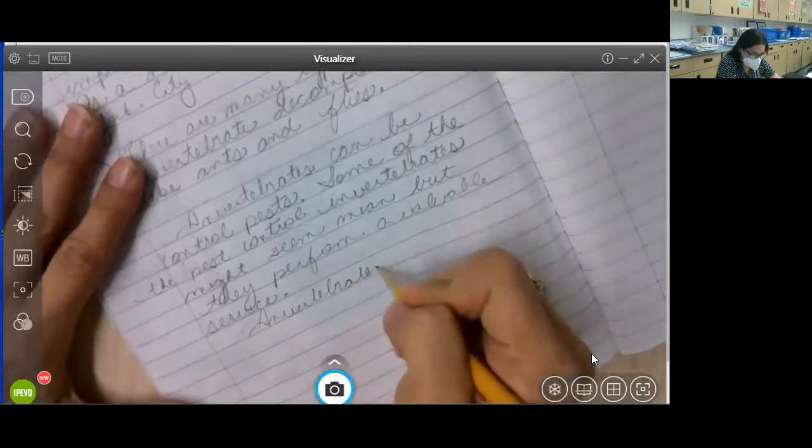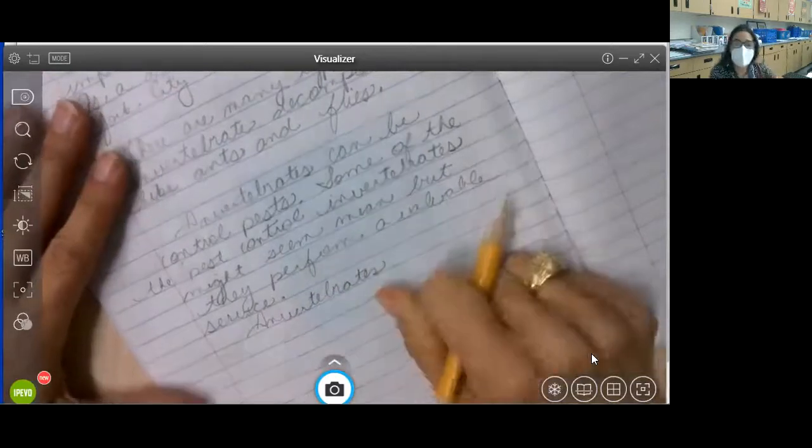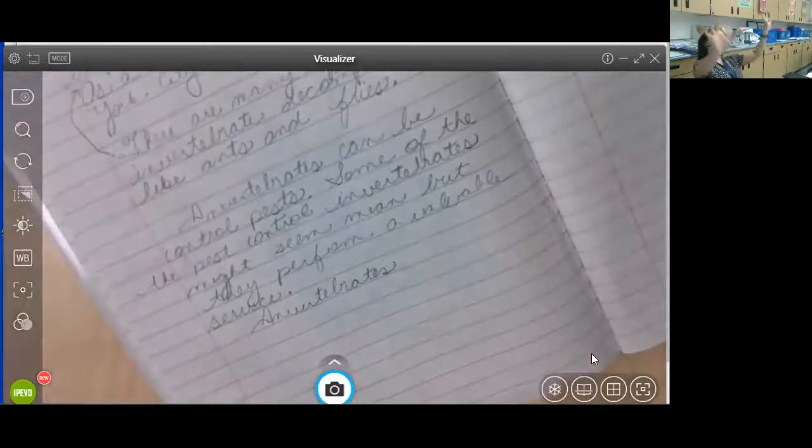Invertebrates. Okay, now I got it. Okay. Invertebrates. Oh, I just thought of something.